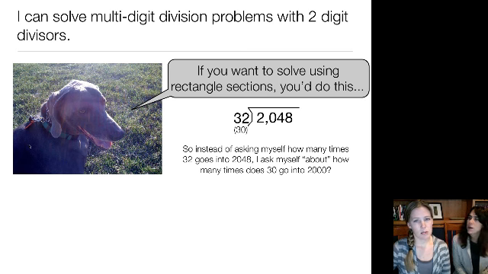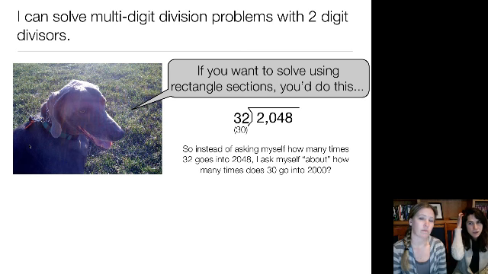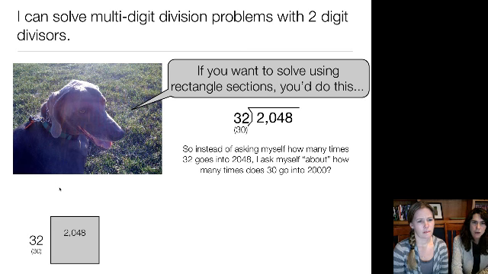And you're going to take it from here. Okay, good. So let's just think of rectangle sections. Once again, instead of asking, how many times does 32 go into 2048? That can seem really daunting. So instead, you're just going to say, roughly, how many times would 30 go into 2000? Here's my problem set up with rectangles. Hopefully you're thinking, well, 6 should work out here, or 60.